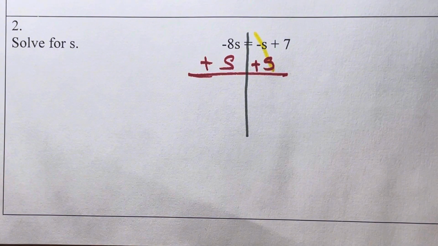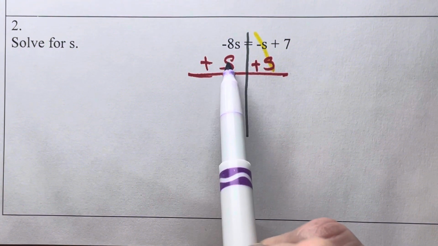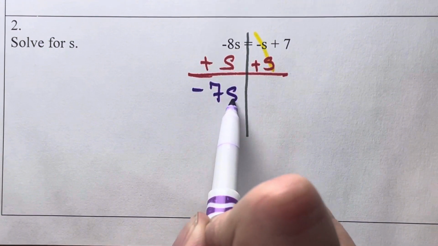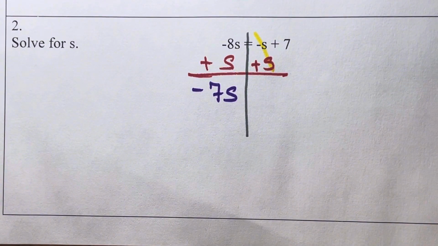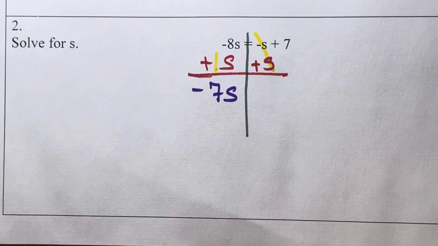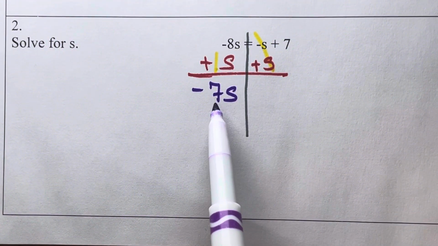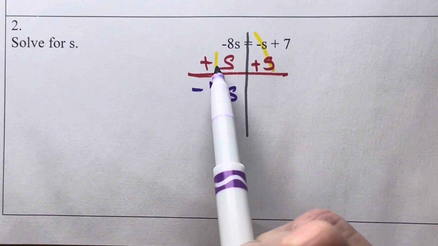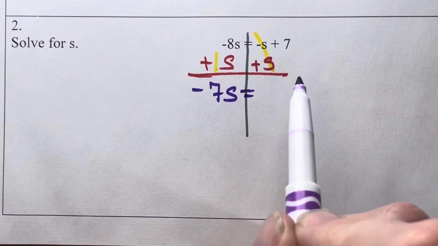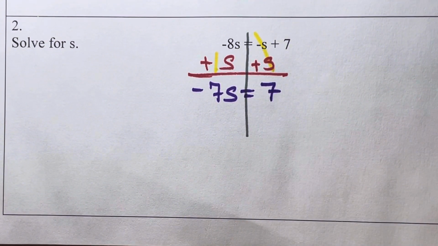Okay, we know that negative 8s plus s is going to equal negative 7s. And we know that because there is an understood 1 in front of that s. So in case you're wondering where that negative 7 came from, negative 8 plus 1, well, that's equal to negative 7. Okay, equals our constant term of 7 that's here on the right side of the river all by itself.